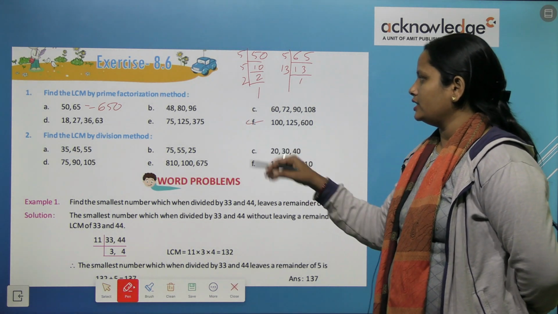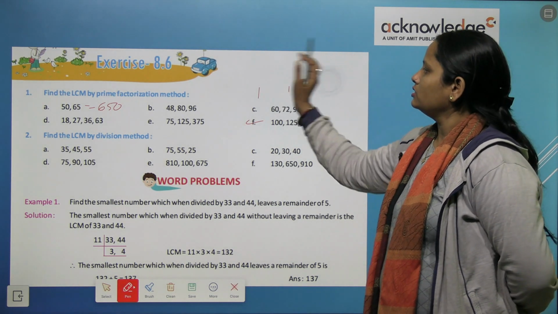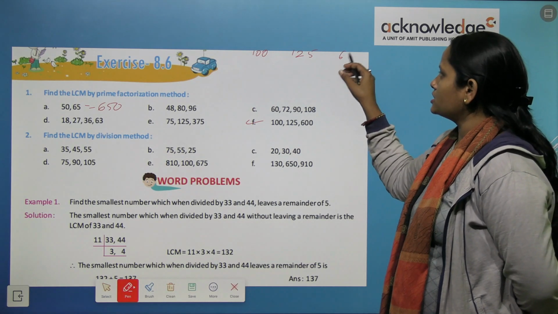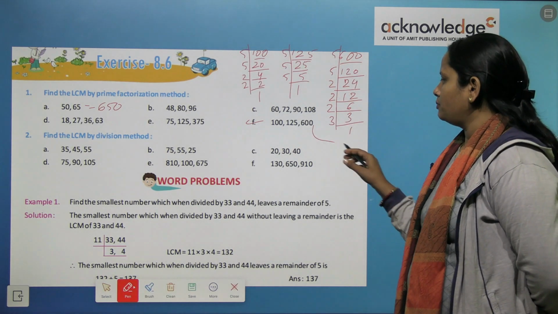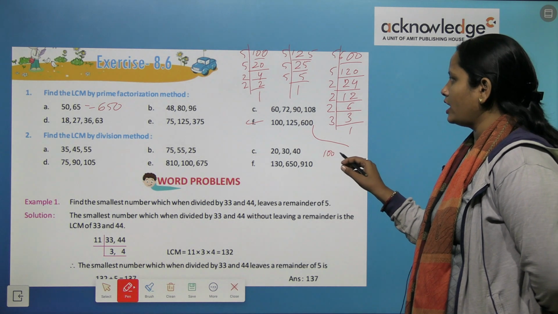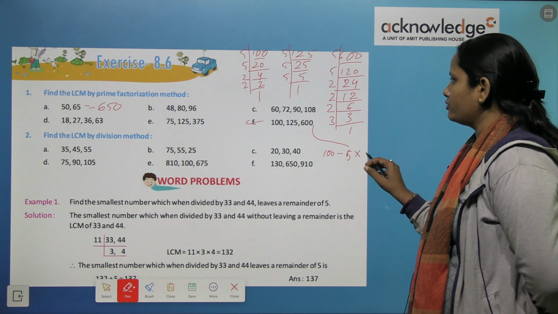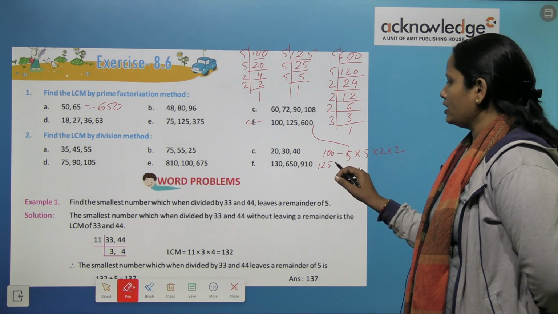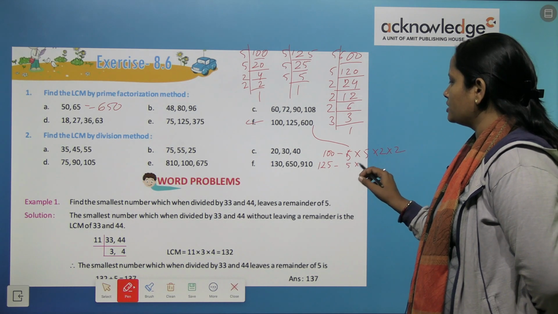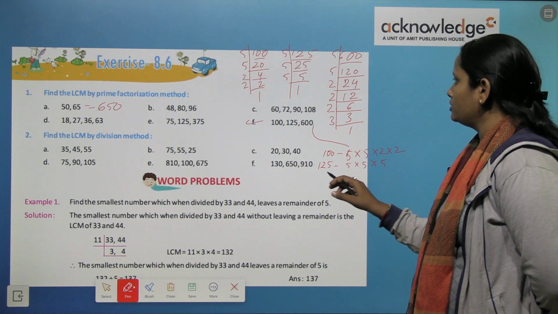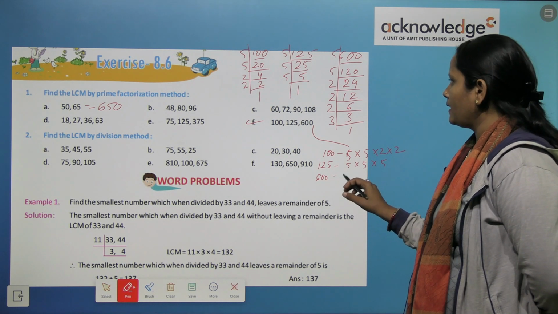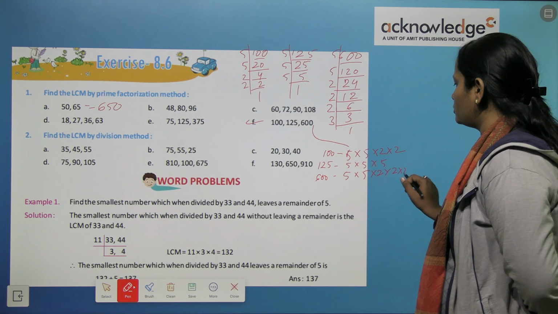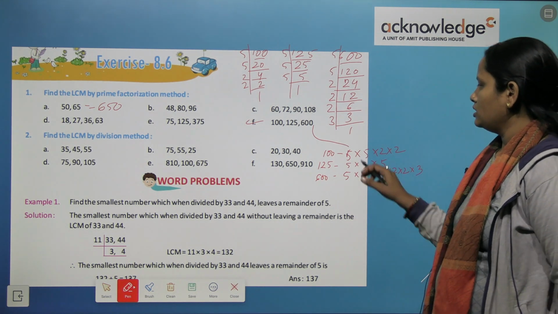Similarly, let's find the LCM of these three numbers: 100, 125 and 600. So children, when we find the prime factors of these numbers, तो 100 का आया, 5 multiply 5 multiply 2 multiply 2. 125 का है 5 multiply 5 multiply 5 and 600 का है 5 multiply 5 multiply 2 multiply 2 multiply 2 multiply 3. अब कॉमन क्या है?